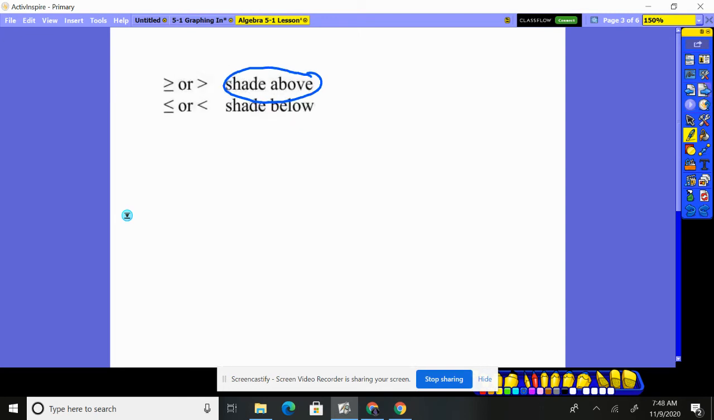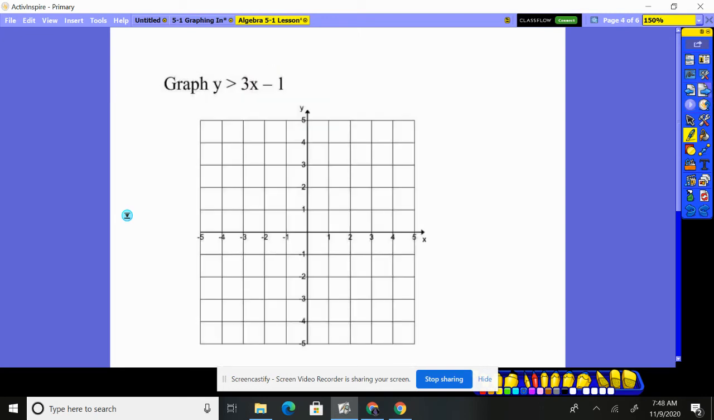So let's look at another example here. Let's say they say graph y is greater than 3x minus 1. So y-intercept at negative 1, put a dot. Slope is 3, and that's positive 3. So I'm going to go up 3 over 1 to the right. So 1, 2, 3 over to the right 1. 1, 2, 3 over to the right 1.